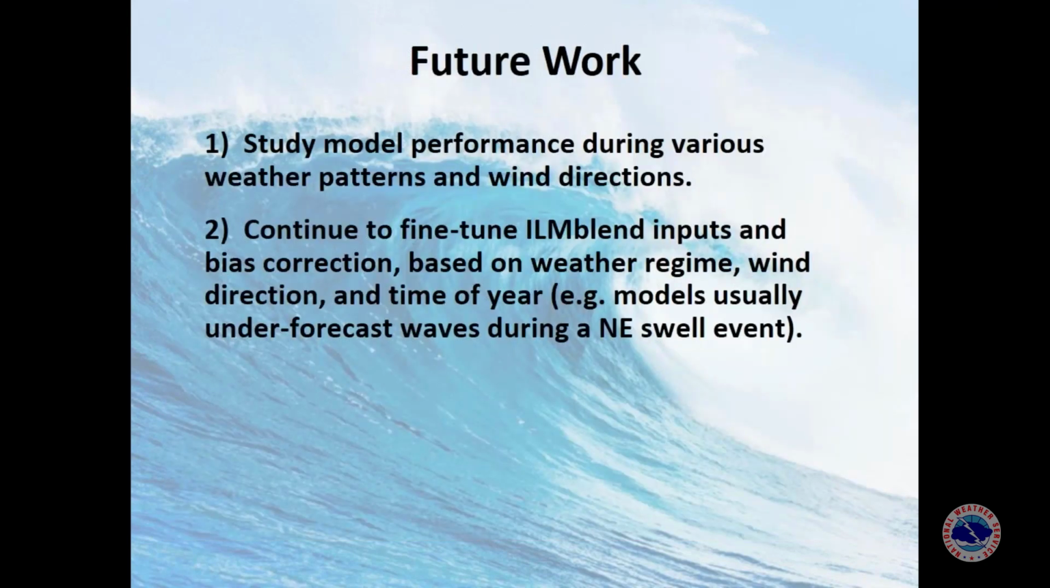So for future work, I'd like to study the model performance during various weather patterns and wind directions. I'll give an example: with this new NWPS data, if it's picking up on some high period surf, that has a tendency to maybe raise wave heights, especially near the coast. I can account for that in some sort of bias correction. Also the time of year, a lot of times when we have a northeast swell event, the models tend to underdo forecasted waves. So things like that could be added to the real-time bias corrections already in place.